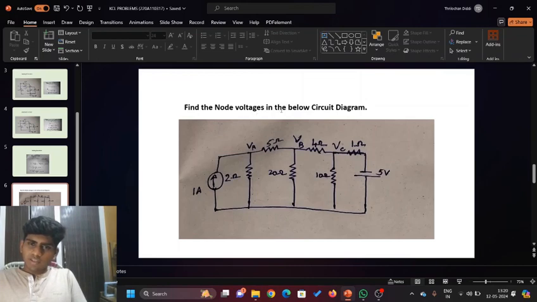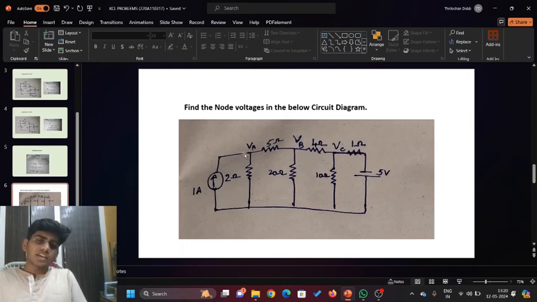In this question, we have to find the node voltages in the circuit diagram below. There are three node voltages, VA, VB, VC, and we have to find these using KCL. These three points are at the same potential, so they are known as equipotential. These branches are grouped together and grounded, which is 0 volts. These three points act as the reference node, and we need to find VA, VB, and VC.